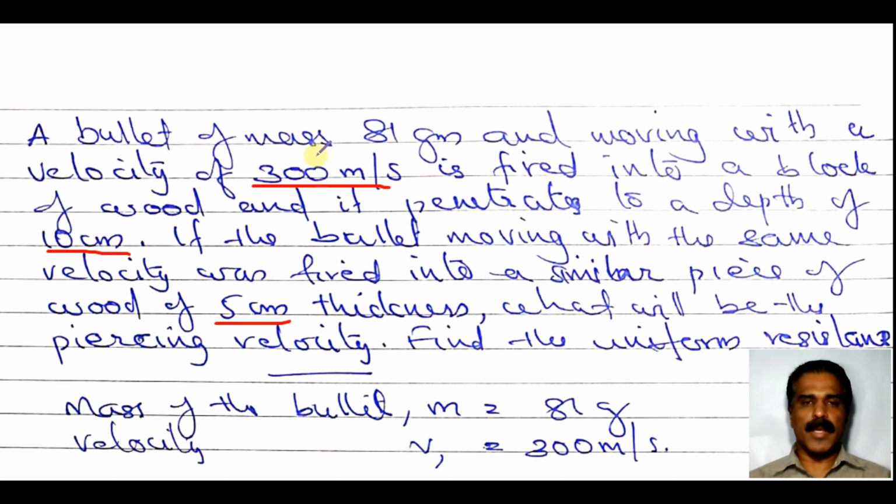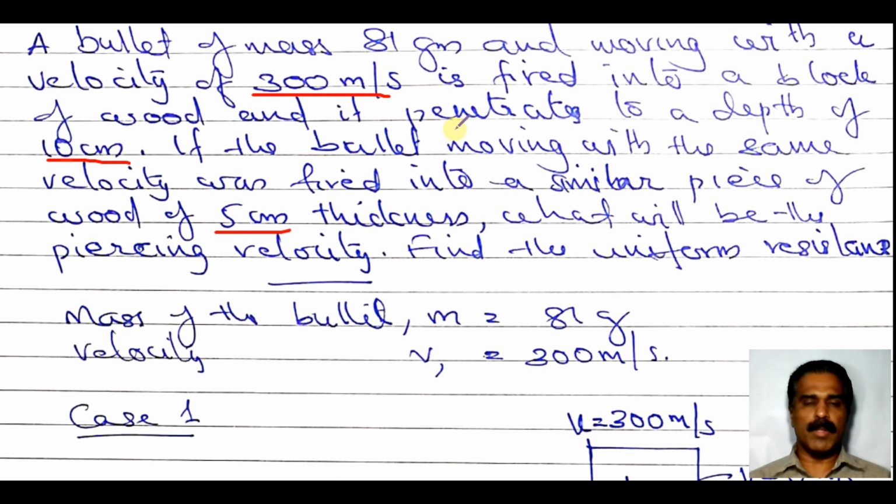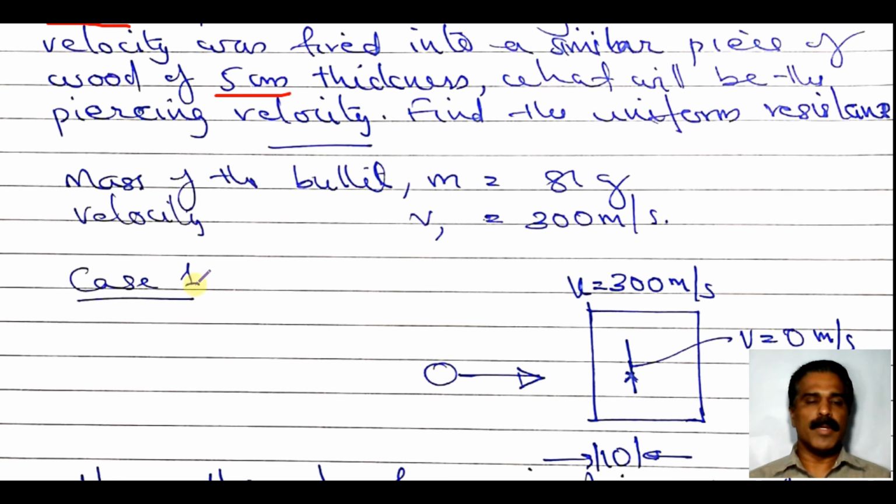So in this question, a gun bullet of mass 81 gram, which is having a velocity of 300 meter per second, is fired onto a wooden block to penetrate to a depth of 10 centimeters. Here we will be using the principle work done is equal to change in kinetic energy. So the given data is mass of the bullet m is equal to 81 gram and velocity v is equal to 300 meter per second.